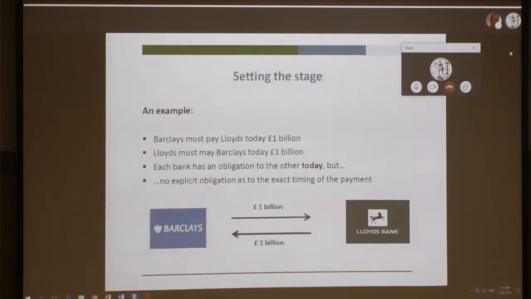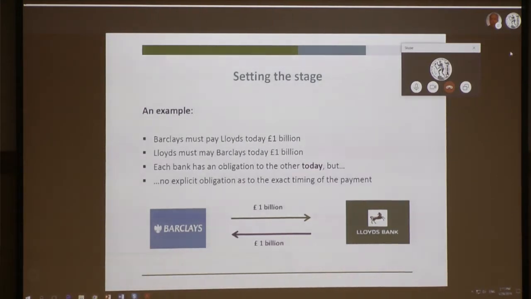Okay, so let me just now zoom in on an example, just to set the stage and show you what kind of problems and dynamics arise in this type of system. Suppose you've got two banks, Barclays and Lloyds, and they each need to make a payment of £1 billion to one another. And this payment has to be made today.